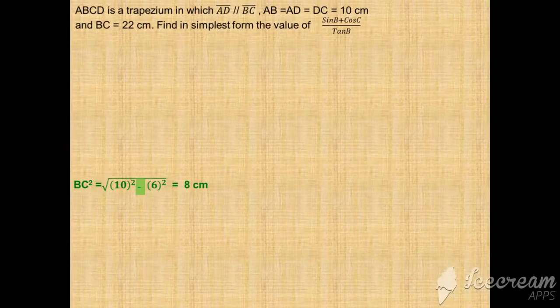ABCD is a trapezium in which AD is parallel to BC and AB equals AD equals DC equals 10 centimeters.